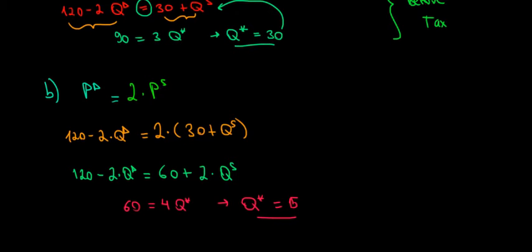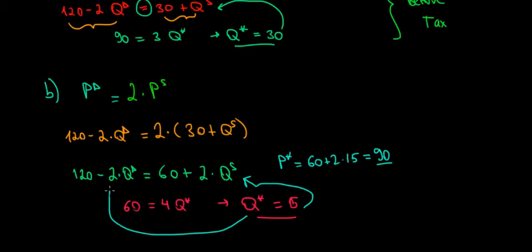And the price, same logic, we're going to substitute in either of the functions. Let's just do it over here in the supply. The price in equilibrium will be 60 plus 2 times 15. That's 60 plus 30, which is 90. That's going to be the price. And by the way, for the sake of the proof, let's substitute it into the demand price to check that it is indeed the same.